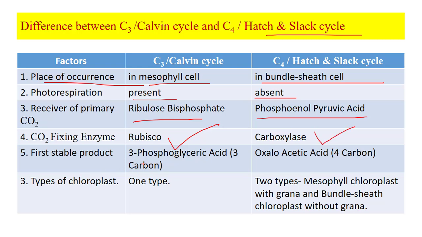First stable product is 3-phosphoglyceric acid in C3 cycle. It is a 3 carbon compound, so it is known as C3 cycle, whereas it is oxaloacetic acid in C4 cycle. It is a 4 carbon compound, so it is known as C4 cycle. Types of chloroplast. This is the sixth factor. Types of chloroplast is one type in C3 cycle or Calvin cycle, whereas it is two types in C4 cycle. One is mesophyll chloroplast, another is bundle sheath chloroplast.